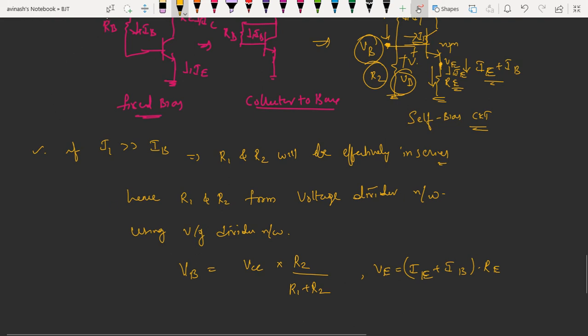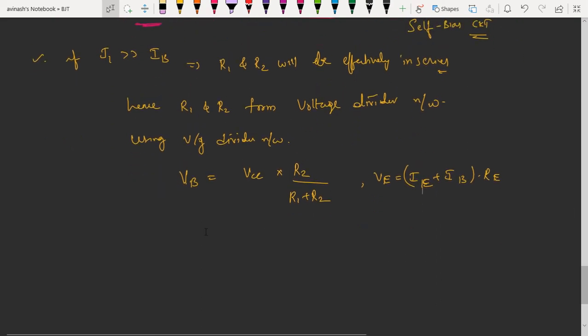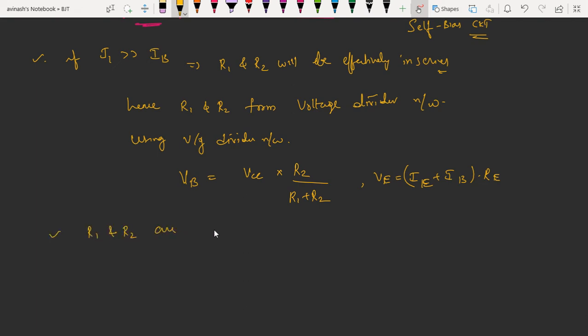So then R1 and R2 are selected in such a way that the base voltage should always be greater than the emitter voltage. Only when the base voltage is more than the emitter voltage will junction JE be in forward bias.